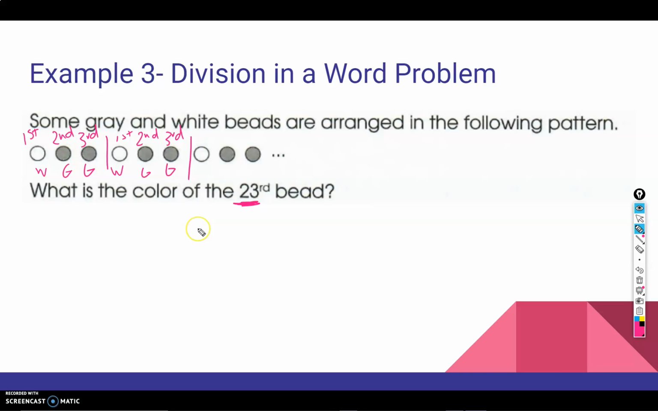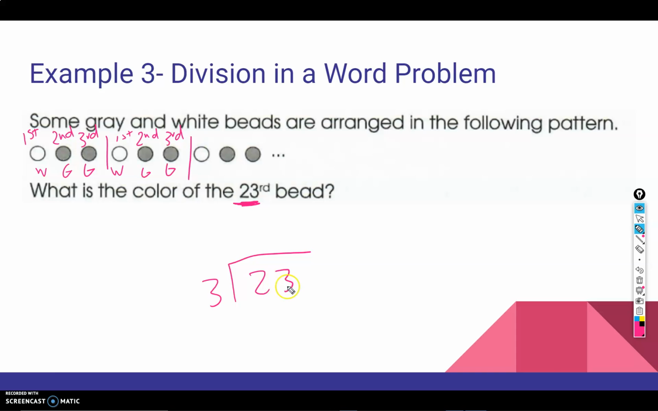What we're going to do to solve this problem is find the remainder, because if the remainder was zero, or perfect, then the answer would be white. If the remainder was 1, then the answer would be gray, and if the remainder was 2, it would be gray. Alright, so let's do 23 divided by 3, which is the number of the groupings.